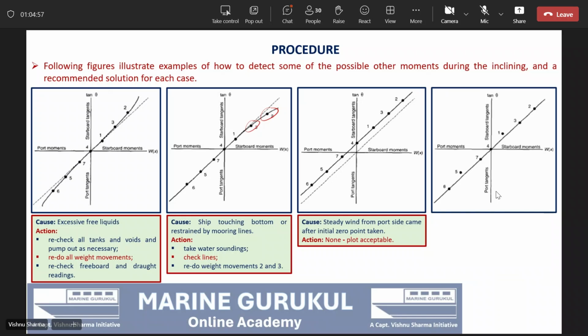If you get it like this, where a couple of points here have gone off, what could be the reason? The reason is gusty wind from the port side. 1 and 5 had gone out. Gusty wind from the port side. Action: redo weight movements 1 and 5.